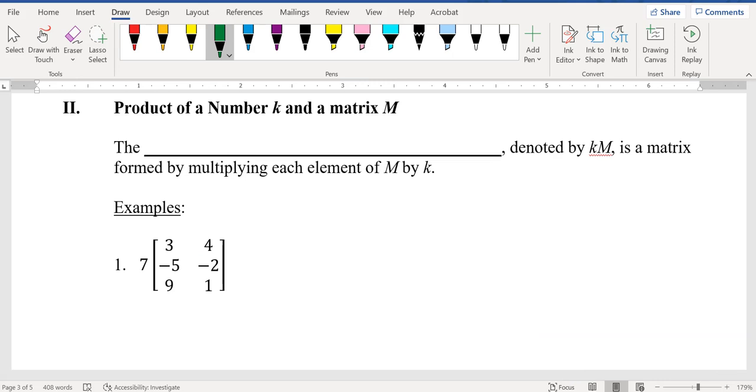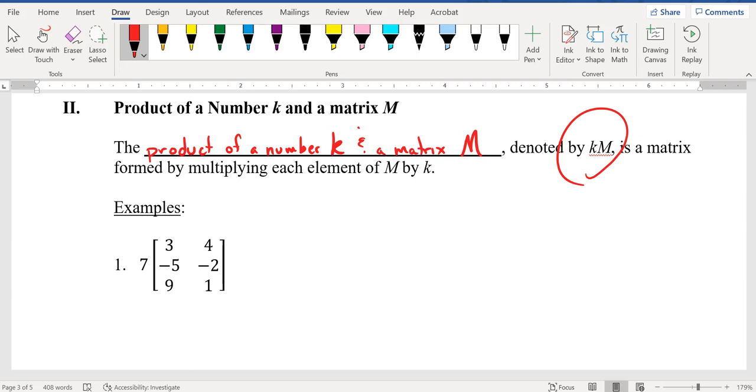Okay, let's look at a product of a number K and a matrix M. So the product of a number K and a matrix M, denoted by K times M, is a matrix that's formed by multiplying each element in the matrix by K.